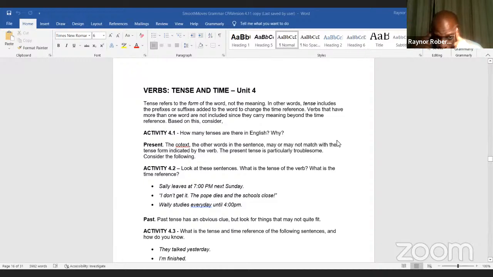All right. 4.2, look at these sentences. What is the verb? What is the tense of the verb? What is the time reference? Sally leaves at 7 p.m. next Sunday.